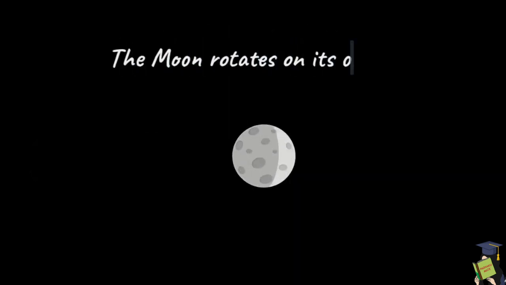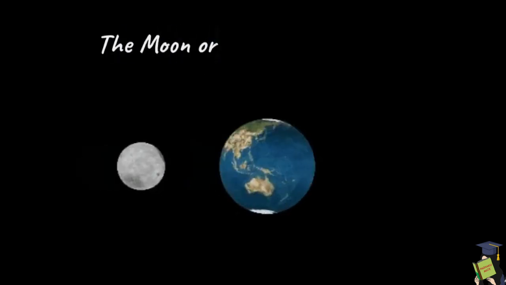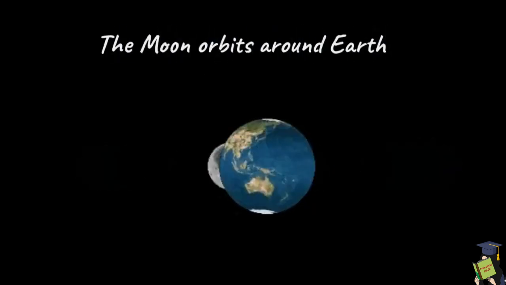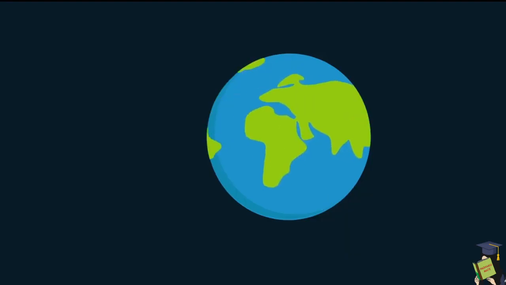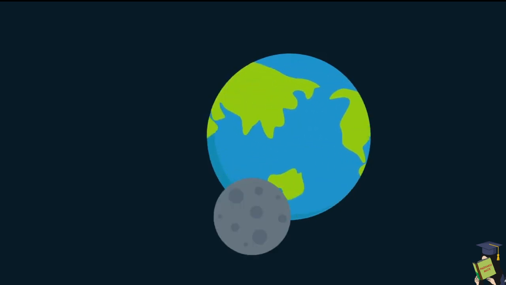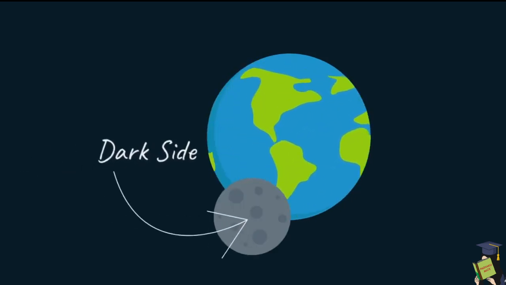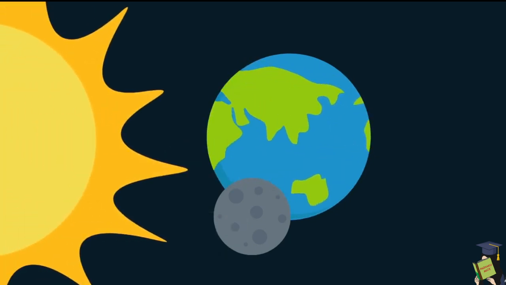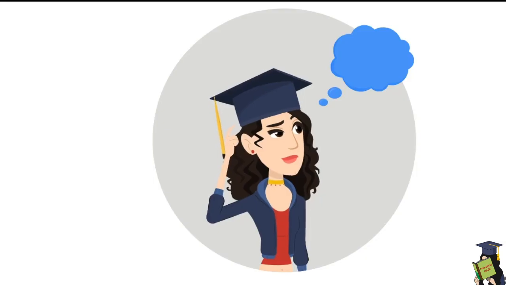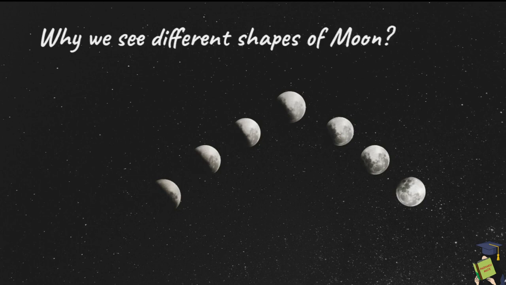The moon rotates on its own axis at the same rate that it orbits around Earth. That means we always see the same side of the moon from our position on Earth. The side of the moon that we do not see is often called the dark side, even though it does receive sunlight. But why do we see different shapes of the moon?